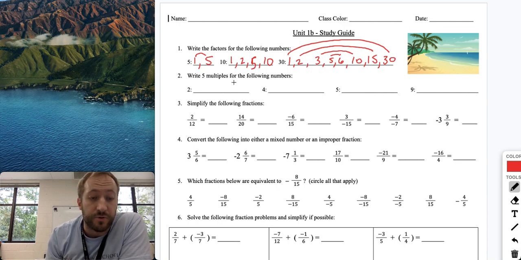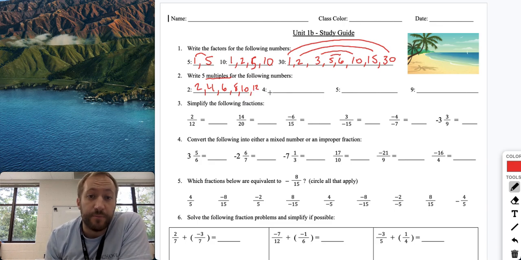Write 5 multiples for the following numbers. So factors are the small numbers that go into the number we're talking about. Multiples, it looks like that word multiply. That's when we're extending the number. We're getting larger. We're looking for whenever we multiply. So I'd think about 2 times 1 gives me 2. 2 times 2 gives me 4. 2 times 3 gives me 6. 8, 10, 12. I could list an unlimited amount if I wanted to.